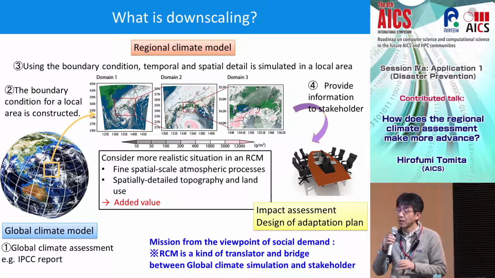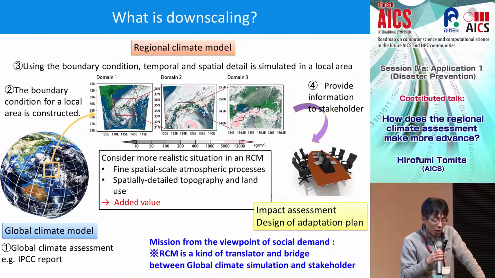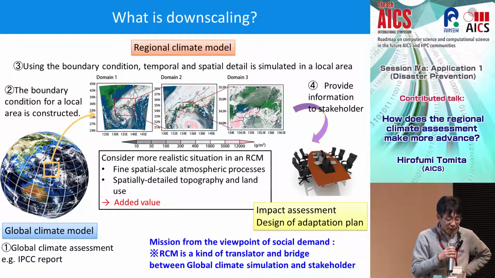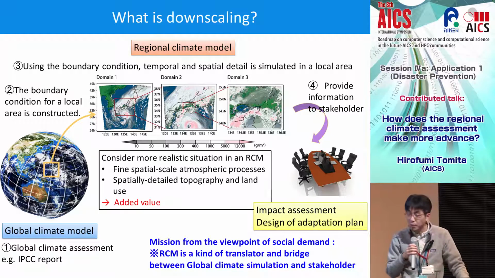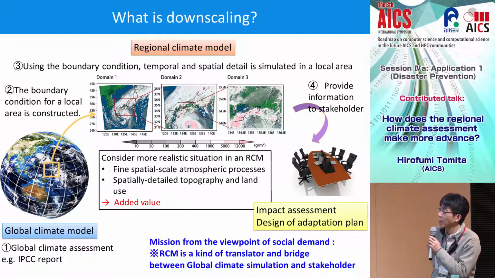So what is the downscaling? First, we conduct a global climate assessment. Typically, there are many results obtained from the IPCC report. And also, the boundary condition for the local area is constructed from the GCM result. And using this boundary condition, temporal and spatial detail is simulated in the local area. This is the regional climate model mission.